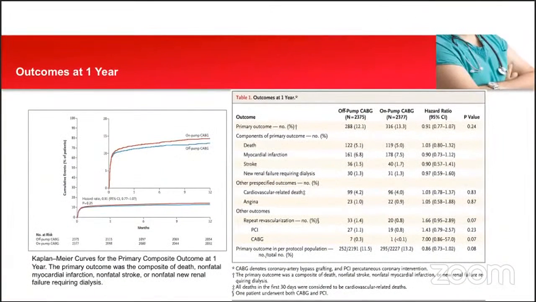If we look at the outcomes at 1 year, we can also clearly see that there is no significant difference with respect to the primary composite outcome in the off-pump group versus the on-pump group. The primary outcome occurred in 12.1% in off-pump CABG versus 13.3% in the on-pump CABG. Even if we take each one of the components of the primary outcome, nothing was statistically significant between both arms.